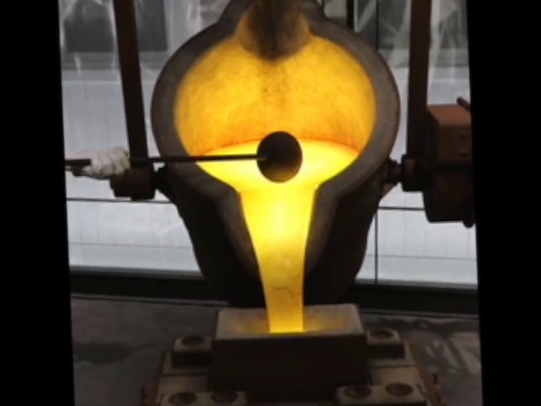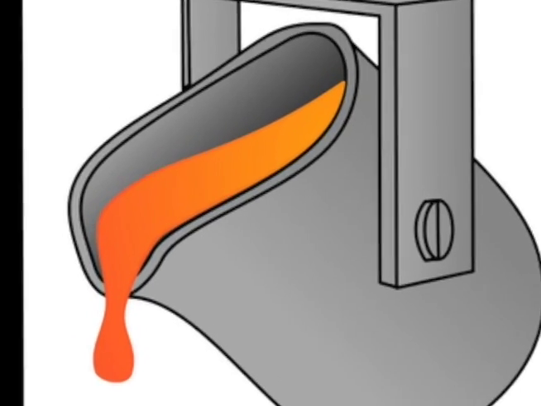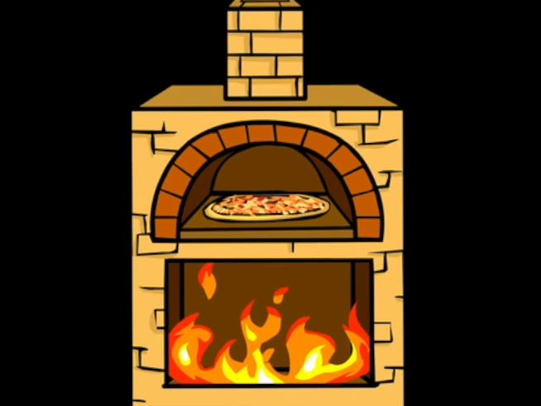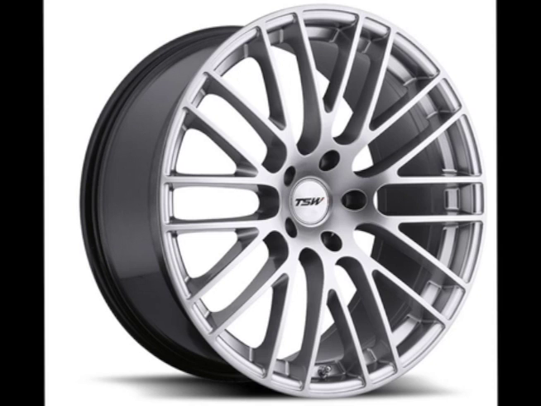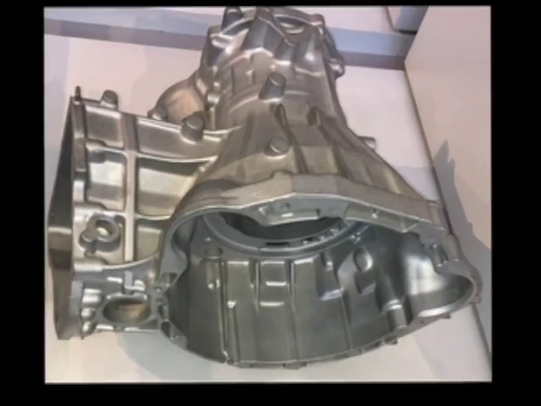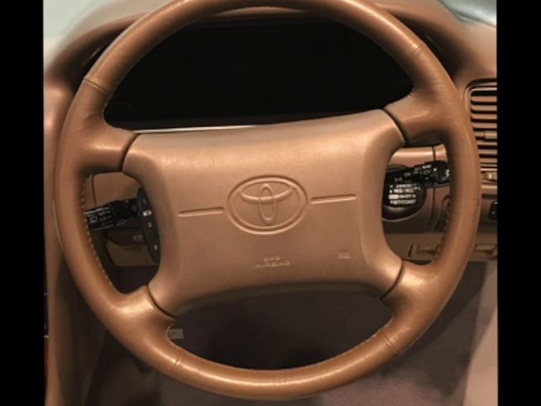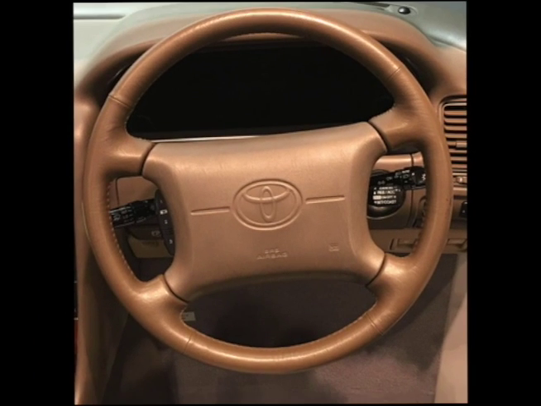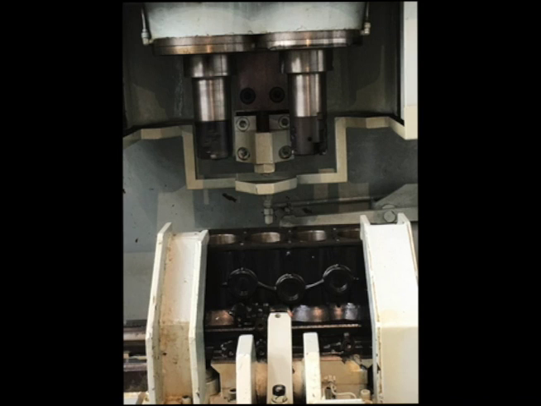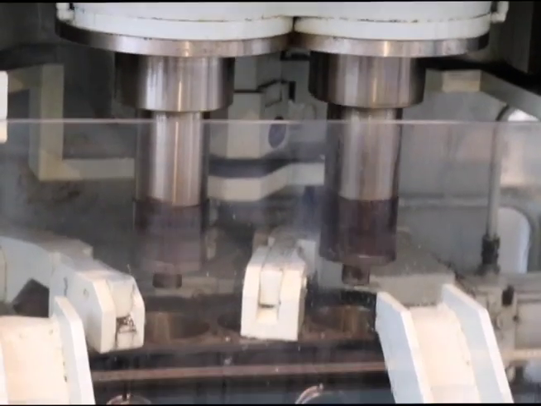How hot is the liquid metal? Iron melts at 5 times the heat to cook pizza. Wheels and cases are cast too. Many plastic parts like this steering wheel are cast also. Next, engine piston holes are polished to just the right size.